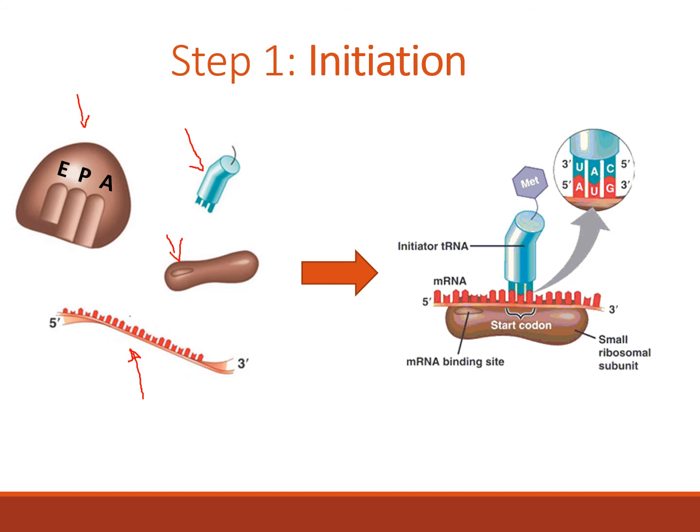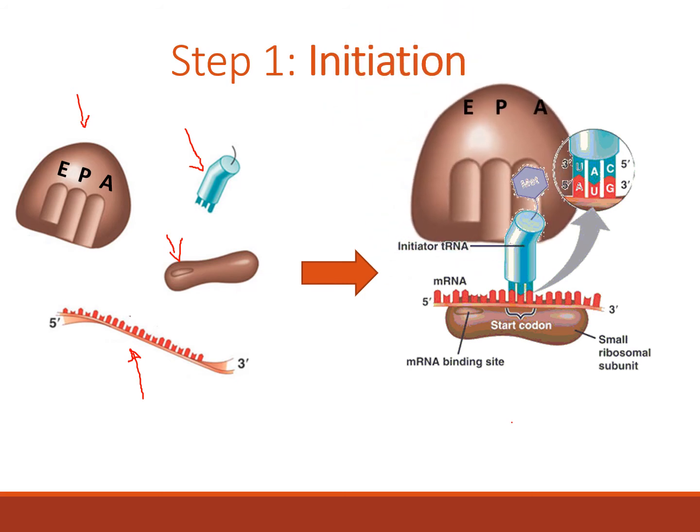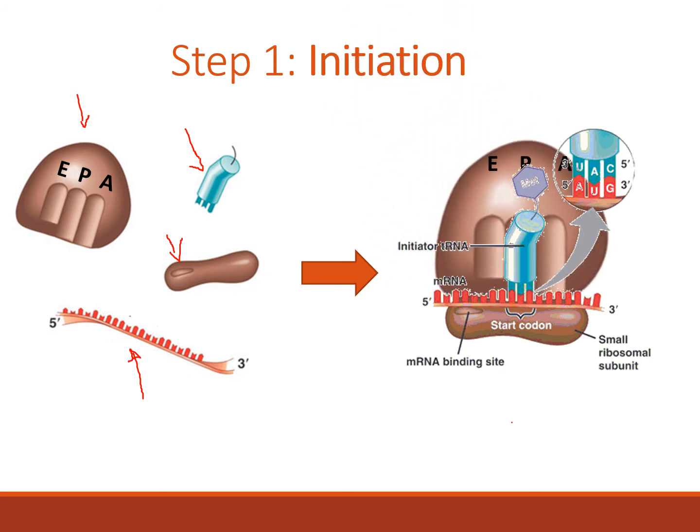Once that is all bound, we have our small ribosomal subunit, our messenger RNA, and our initiator tRNA attached to the start codon. That is when our large ribosomal subunit bounces in just like that, such that our transfer RNA is in the P site of the large ribosomal subunit.